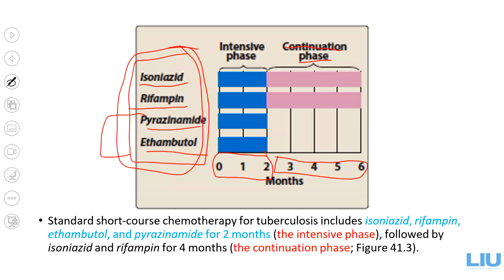So in short, we have an intensive phase and we have a continuation phase. In the intensive phase, you would start with all 4 drugs for 2 months, and then after the 2 months, you would continue with the continuation phase, which means you would only keep isoniazid and rifampin, and you would stop the pyrazinamide and ethambutol. Any questions about that? So far, so good. Okay.